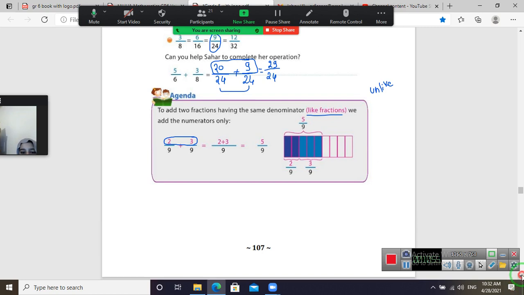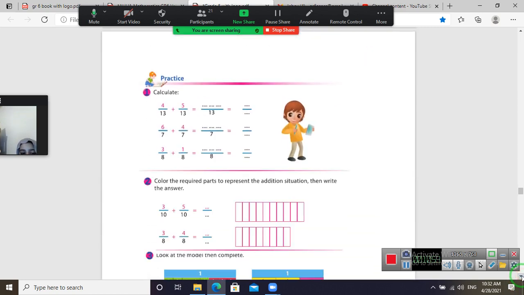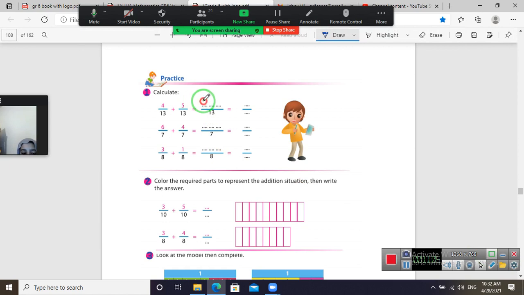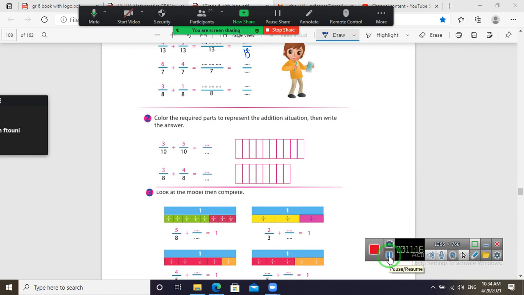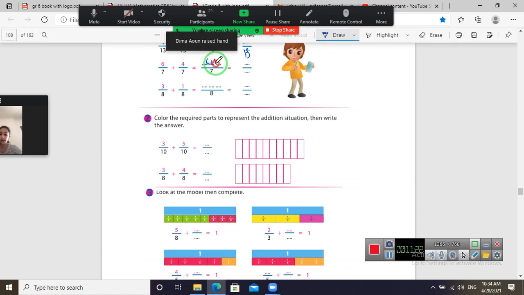So now I want you to move to page 108. It's all about the same denominator. Just make addition. Start solving this 1, 2, 3. It's 4 plus 5. It will give me 9 over 13. Continue them alone. Yaslin, the second one, it will be 6 plus 4 equals 10. 10 over 7.